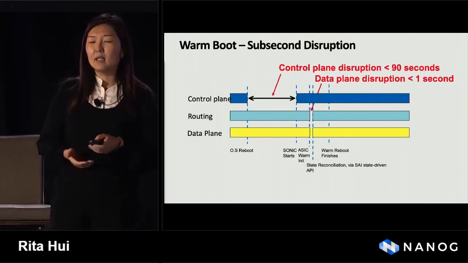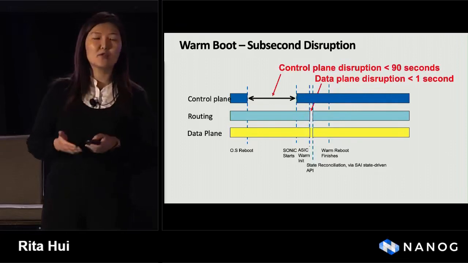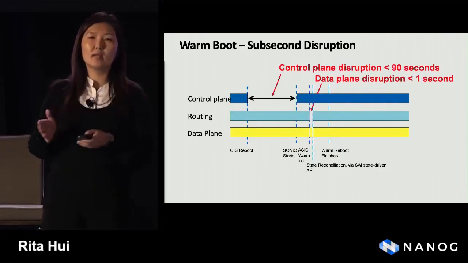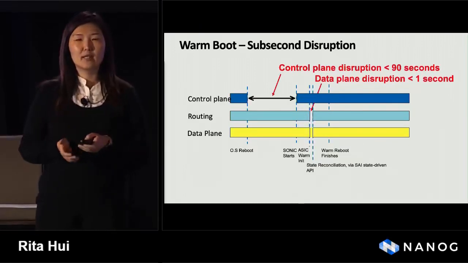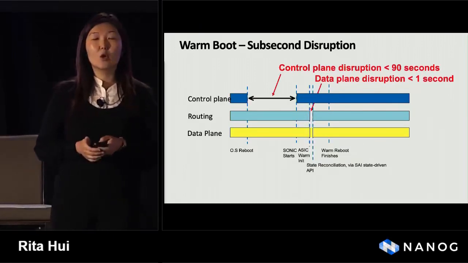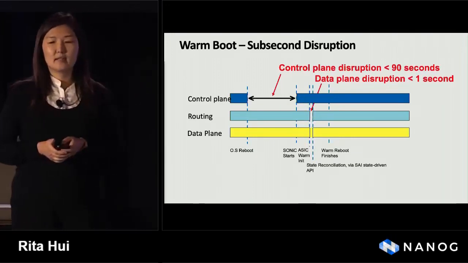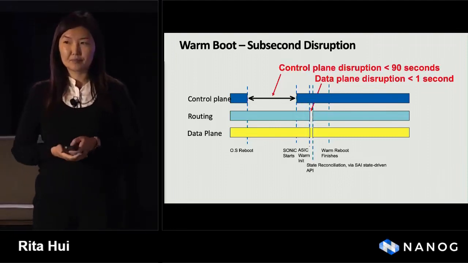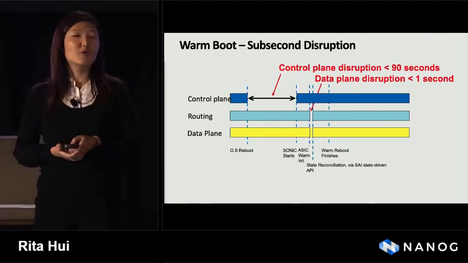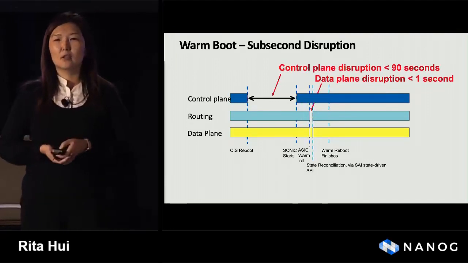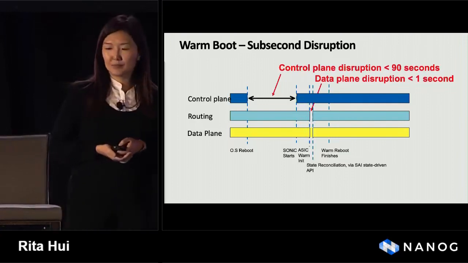So when the stack comes back, we will compute the differences between the actual ASIC state and the desired state, and then through reconciliation, we can achieve zero downtime or less than a second of data plane downtime across image reboots. So having a warm reboot capability is very helpful and important for providing a high availability network to our customers.